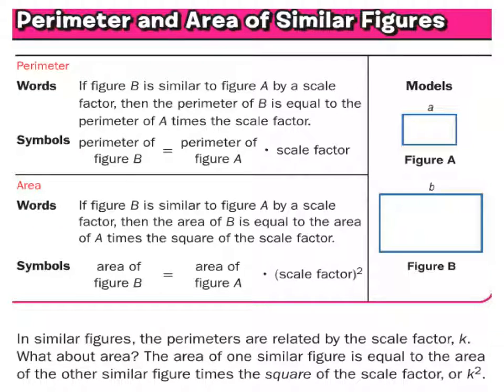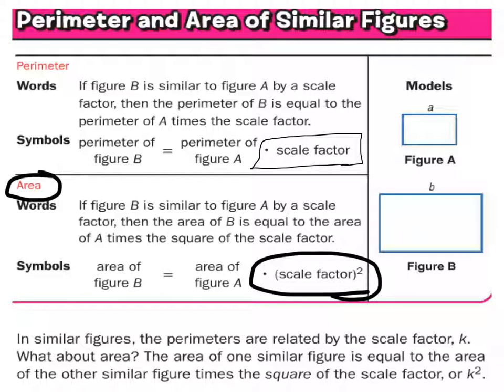All right, all this page is talking about here is that a scale factor with perimeter is just the same as if it were for side lengths, okay? So it's just the same scale factor as you'd usually see it. The difference is when we talk now about area right here, that the scale factor is going to be squared. So you're just going to take the scale factor and multiply it by itself for area, and that'll give you the area of the image.